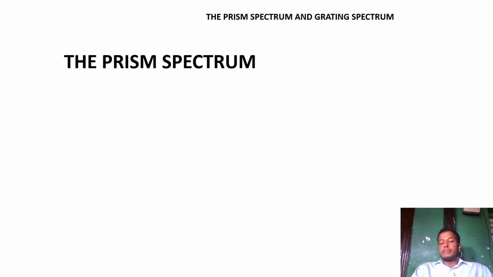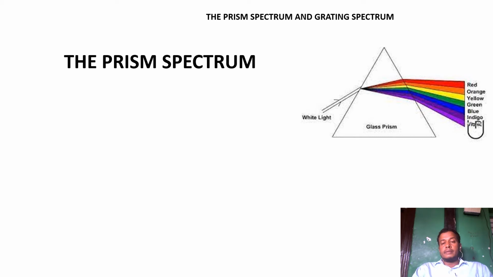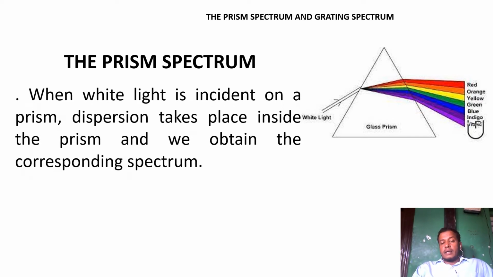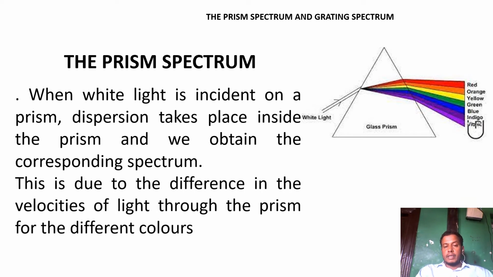Let's discuss one by one, the prism spectrum. You can see here, this is the prism in which composite light is passed through. Inside the prism the light is dispersed and gives a band of colors, and this gives the spectrum. Because it is due to the prism, it is called the prism spectrum.